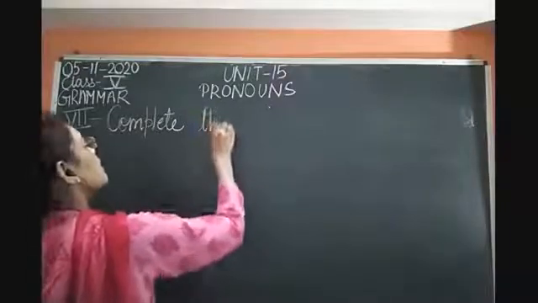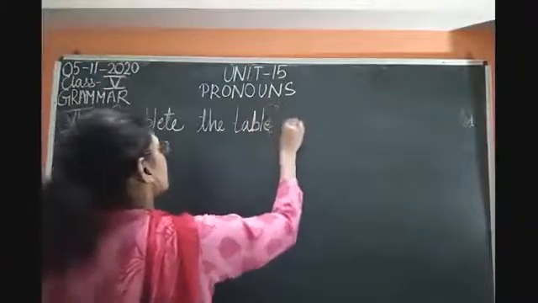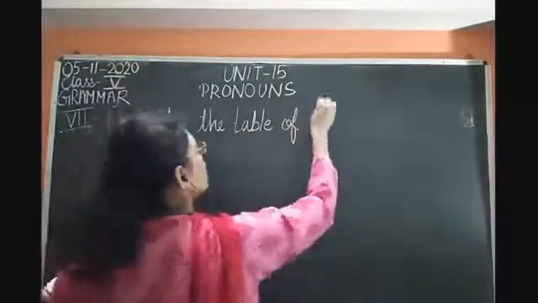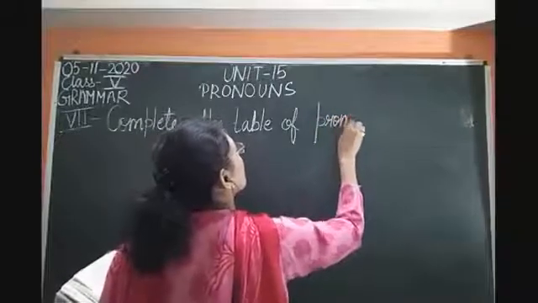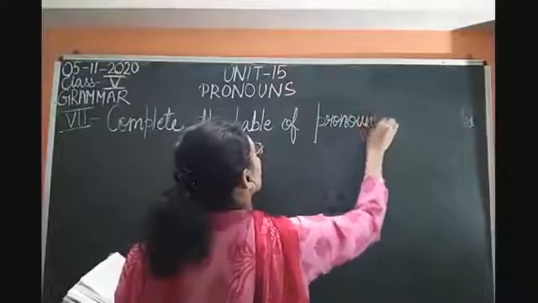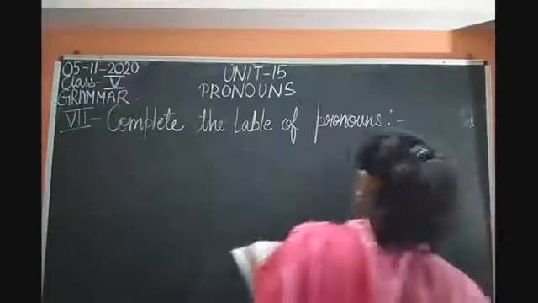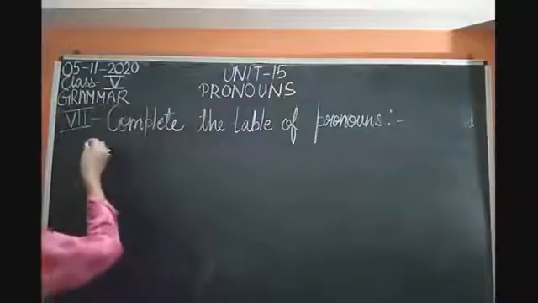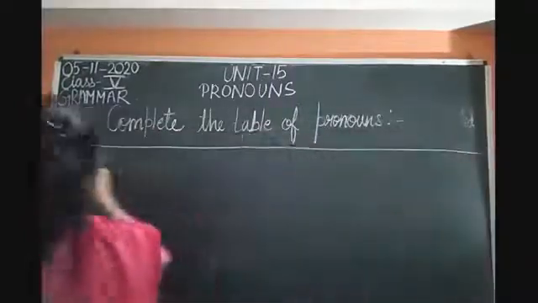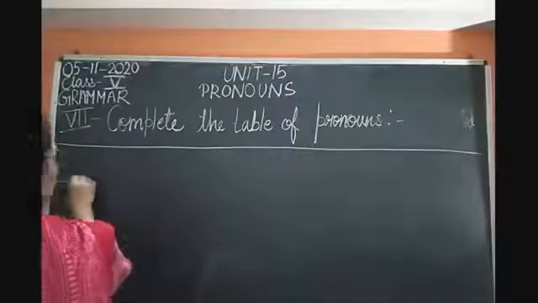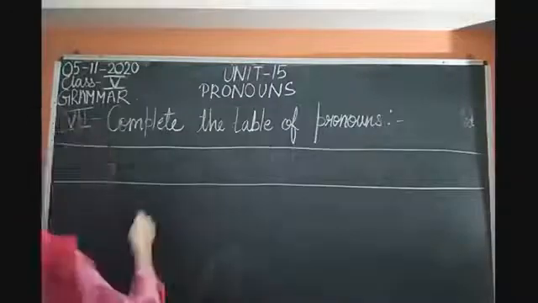the table of pronouns. Now, बेटा अब हमको प्रोनाउन का टेबल कंप्लीट करना है. फाइन. And the columns are 4 columns बनाए.